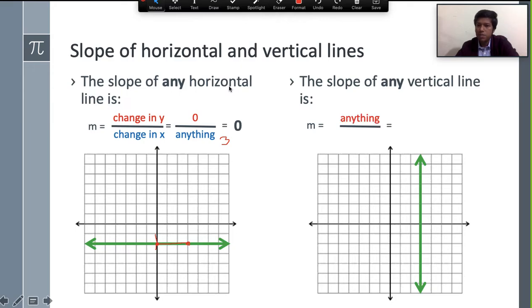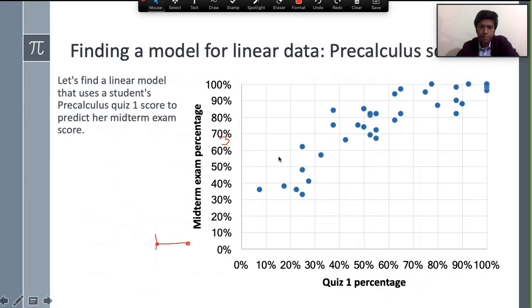And a similar concept is here. For the slope of any vertical line, in this case there is no change in the x direction, so the value is 0. Anything divided by 0 is undefined. So the slope of a vertical line is undefined, and the slope of a horizontal line is 0. You can find it from the calculation also, you will not have to memorize.